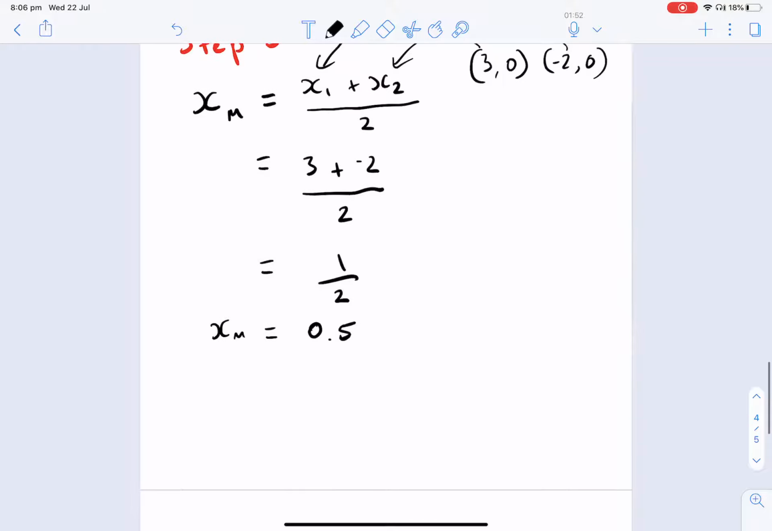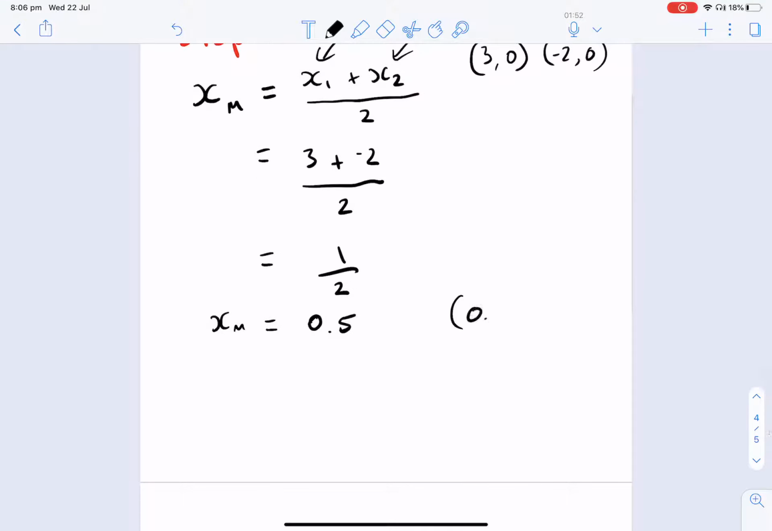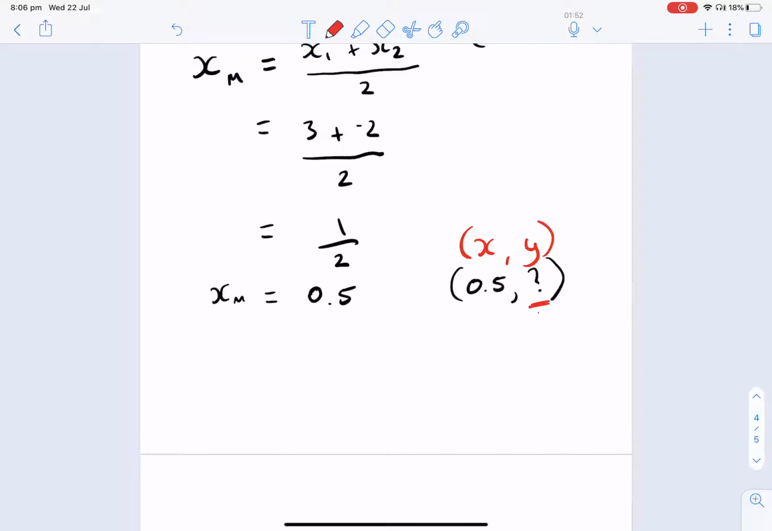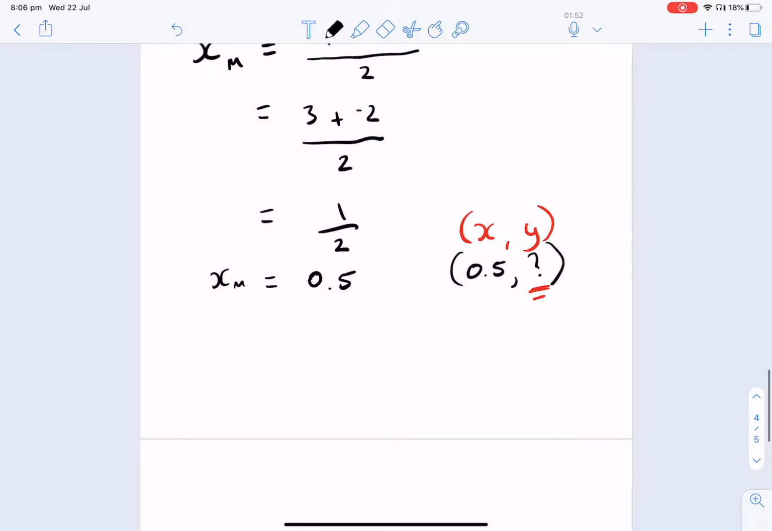So what I want you to keep in mind, guys, is in terms of coordinates of our midpoint, we now just know our x value, but we don't know what the y value of that coordinate is just yet. Remembering these are x and y coordinates of my turning point. So to find this y value, we're going to use our initial equation again.